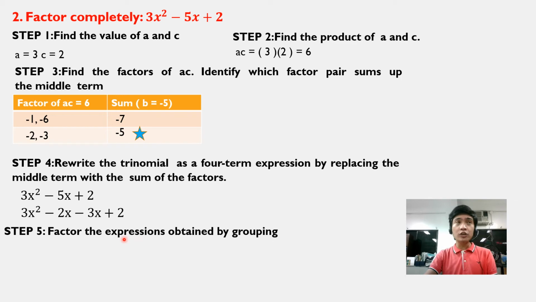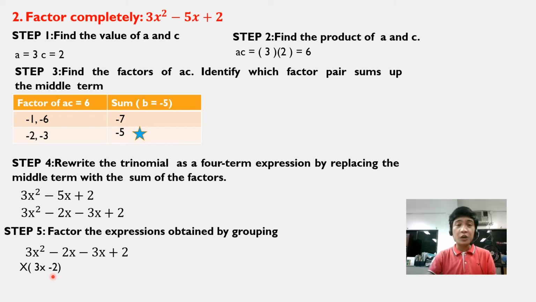At tinutukoy po dito, expressions obtained is yung expression na nakuha natin sa step number 4. So, we will get our expressions obtained in step number 4. So, dahil apat na terms na yan, posible na po ang factoring by grouping. Sa first group, kung ating titignan, wala pong common factor yung numbers na 3 and 2 kasi parehas na prime yan eh. But if you will try to check the variables, there is a common factor in the variable, which is x. So, lalabas natin yun. So, x quantity 3x minus 2.